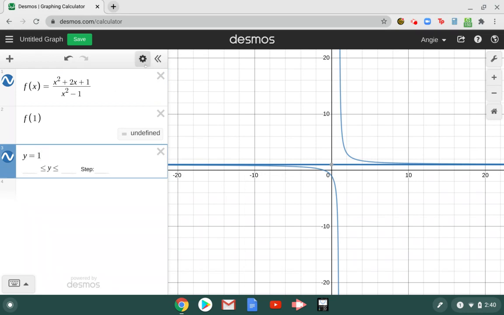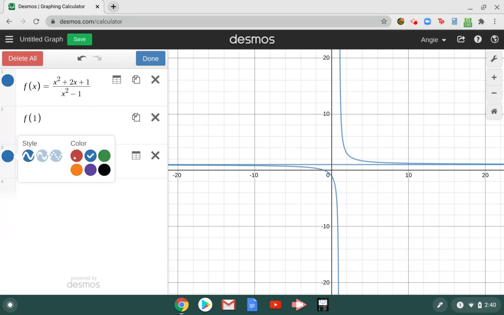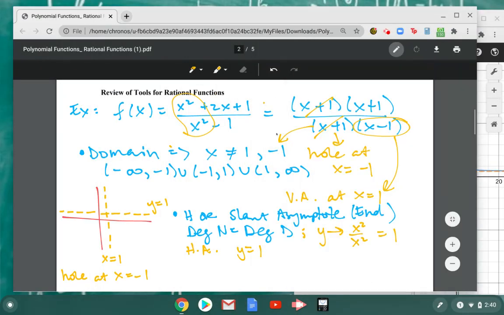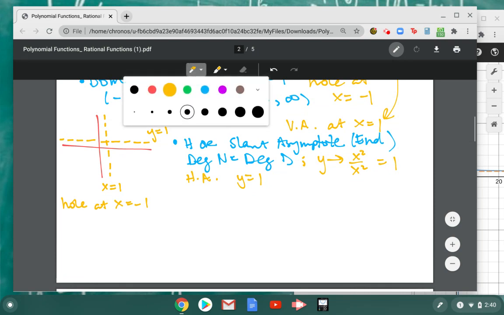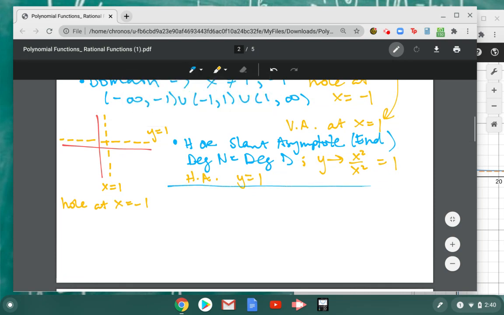Nice thing about these, see, I'm highlighted here. Let's go ahead and go to settings. I'm going to change the color to orange and we'll do dotted since it's just a boundary. And it does make a really nice boundary, so I can see that I've got the right idea there. Okay, so thank you, Desmos. Let's take a look at just a few more examples here. So I'm just going to draw a line and then we'll do a few more examples with the horizontal or slant asymptotes.